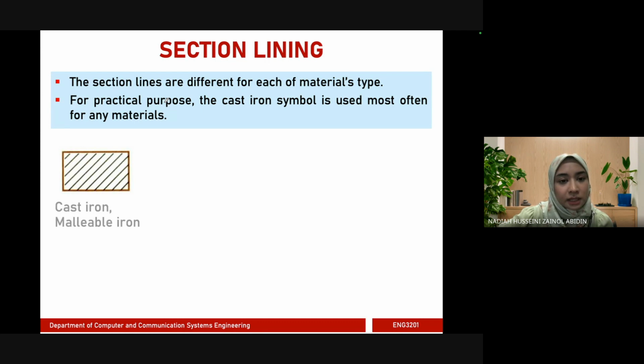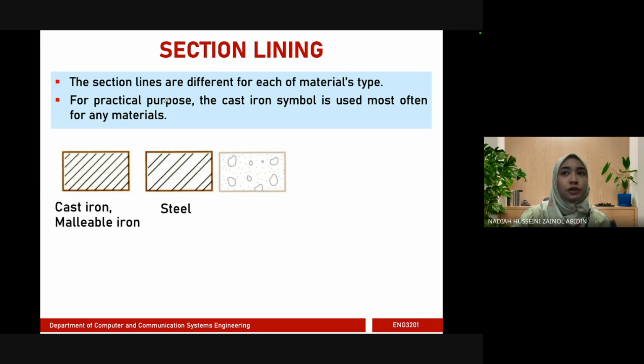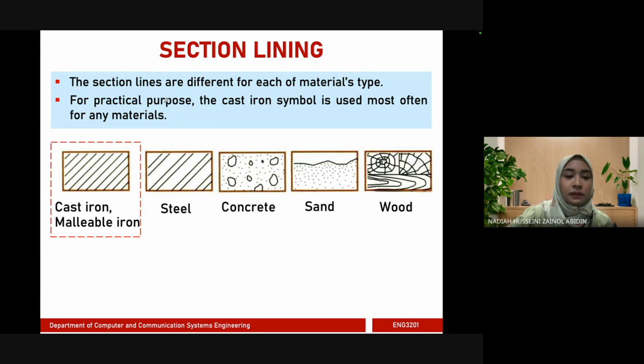So let's take a look at different types of materials. If you're using wood, if you're using cement, what would be the hatch? So this was the one that we used, and this is the default. If you don't know what the material is, you would use the default. If you know what it is, then you would use accordingly. So for wood, this is how it looks like. This is sand, concrete. And then we have steel.